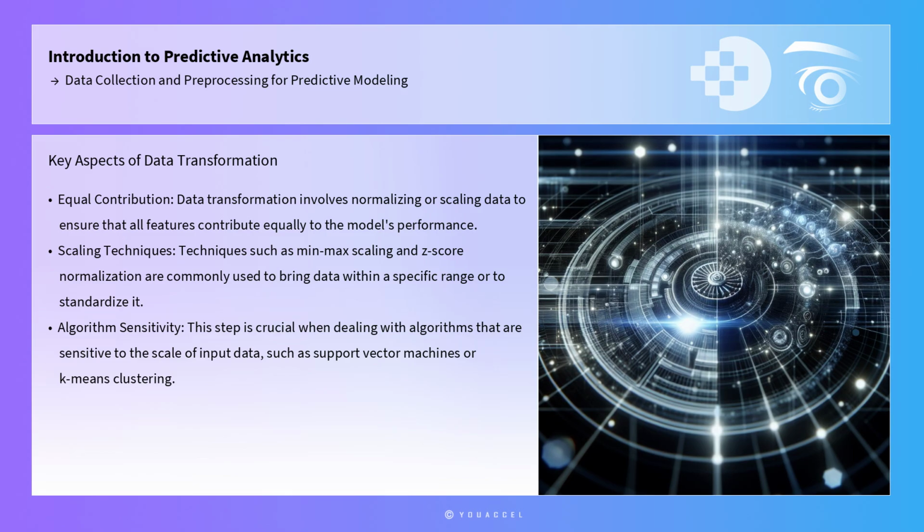Another crucial aspect of data preprocessing is data transformation, which involves normalizing or scaling data to ensure that all features contribute equally to the model's performance. Techniques such as min-max scaling and z-score normalization are commonly used to bring data within a specific range or to standardize it, respectively. This step is particularly important when dealing with algorithms that are sensitive to the scale of input data, such as support vector machines or k-means clustering.